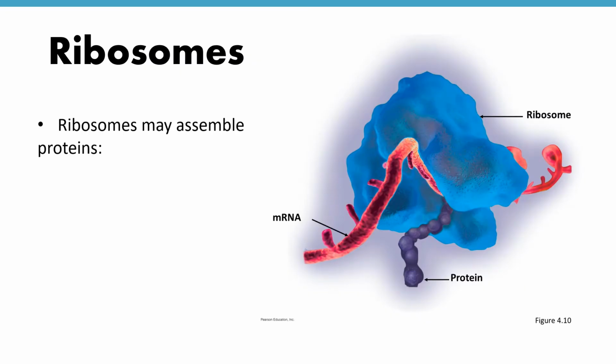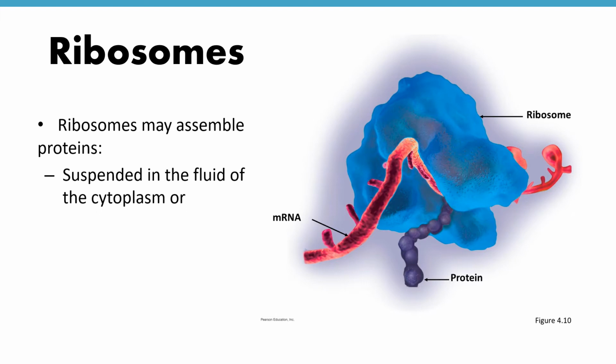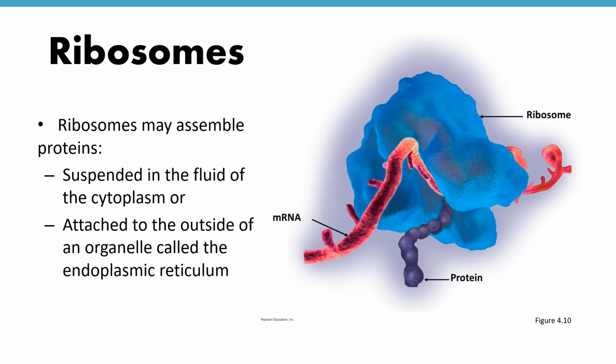So the ribosomes will assemble the proteins, and we will go in depth about how protein synthesis takes place. But the ribosomes can either be suspended in the fluid of the cytoplasm, or they're actually going to be stuck in place on another structure called the endoplasmic reticulum, or you can call it the ER. That's another organelle that we're going to talk about.